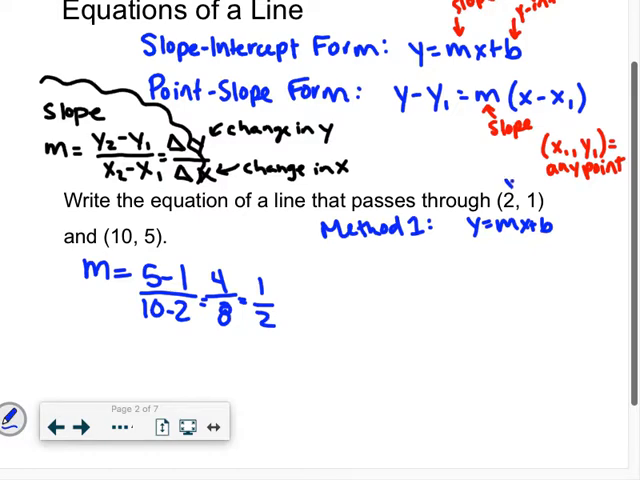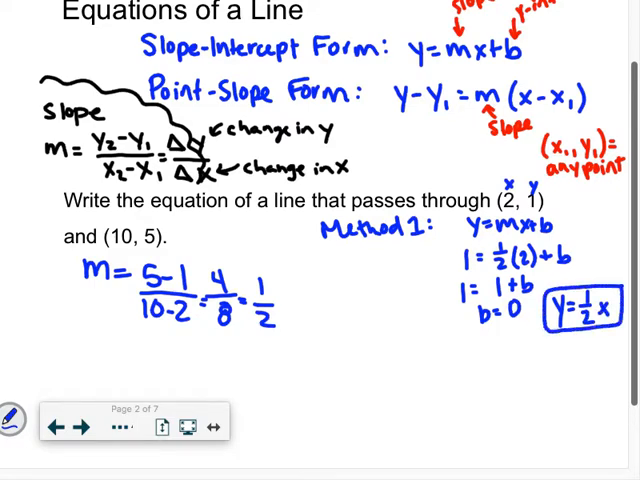So this is our x and this is our y. So we say 1 equals 1/2 times 2 plus b. That's 1 equals 1 plus b. So b equals 0. So then my equation of my line is y equals 1/2 x plus 0, but I don't have to write that down.